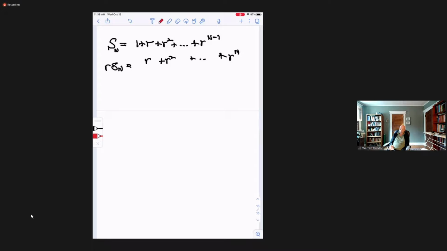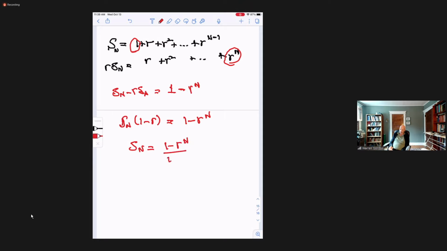So notice if I subtract the second line from the first line, only 2 terms survive. This term and this term survive. All the other terms cancel, so I'm left with 1 minus R to the n on the right. If I factor S sub n out, we can simplify this expression, and we get S sub n is equal to 1 minus R to the n over 1 minus R.